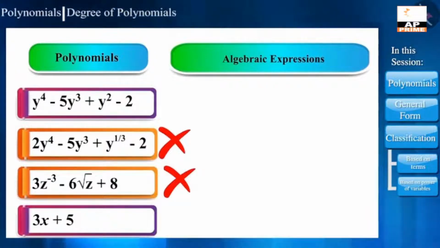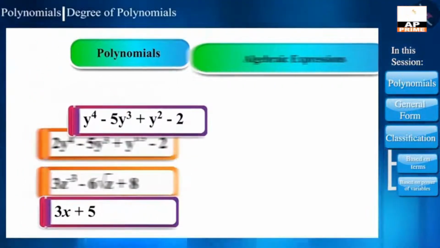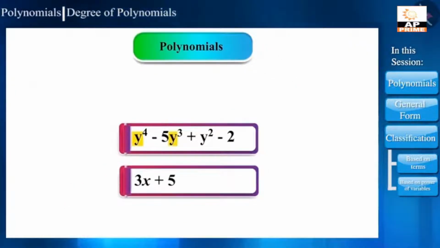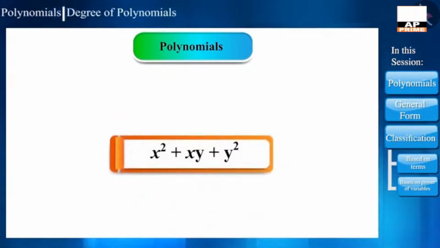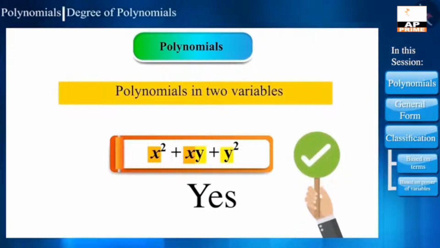Friends, in the given examples, polynomials are in one variable only, and such type of polynomials are called as polynomials in one variable. Can a polynomial be in the form of two or more variables? Yes, but we will learn those polynomials in higher classes.